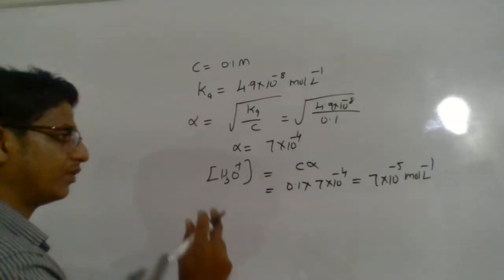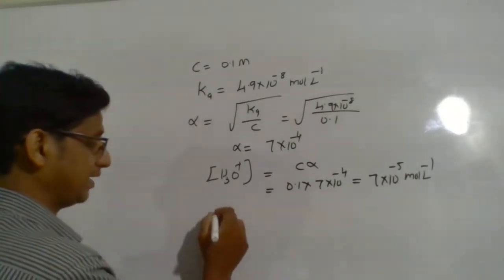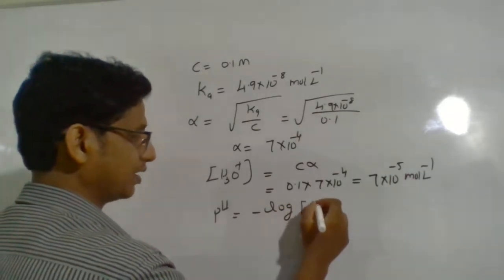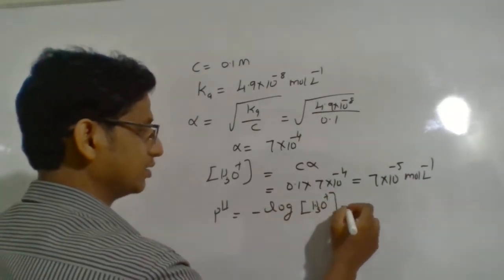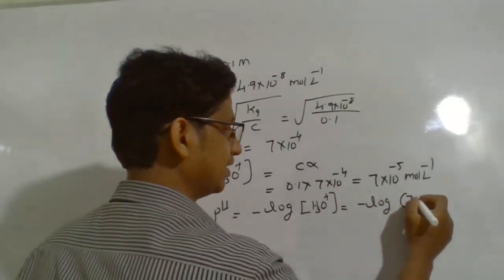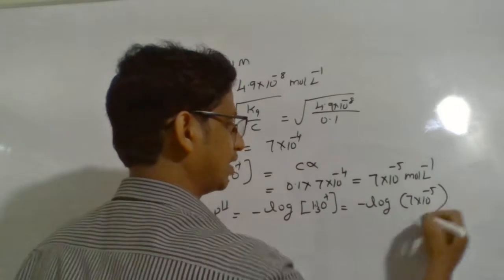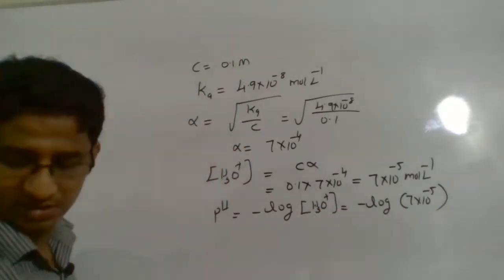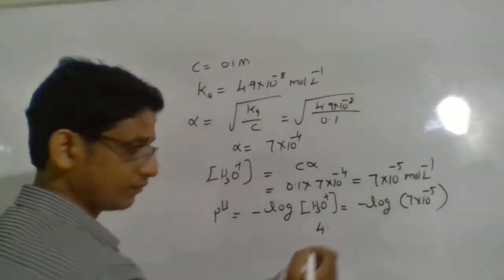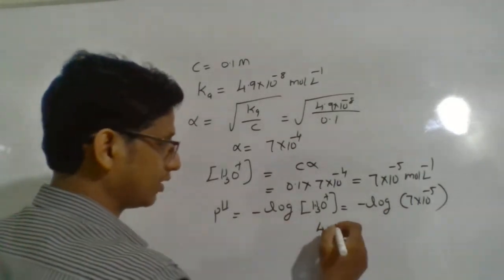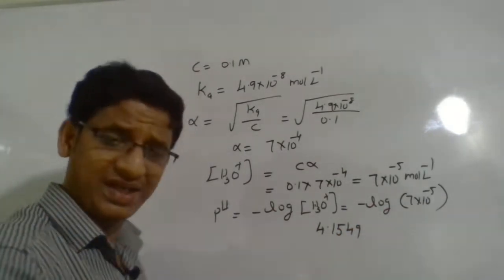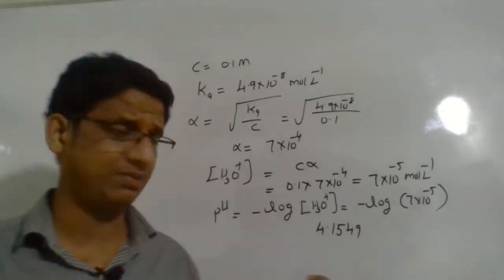So having got the hydronium ion concentration, you can find the pH. pH is nothing but minus log of the concentration of hydronium ion, H3O plus, which will be equal to minus log of 7 into 10 raised to minus 5. So apply this, you will get a pH of around 4.1549.